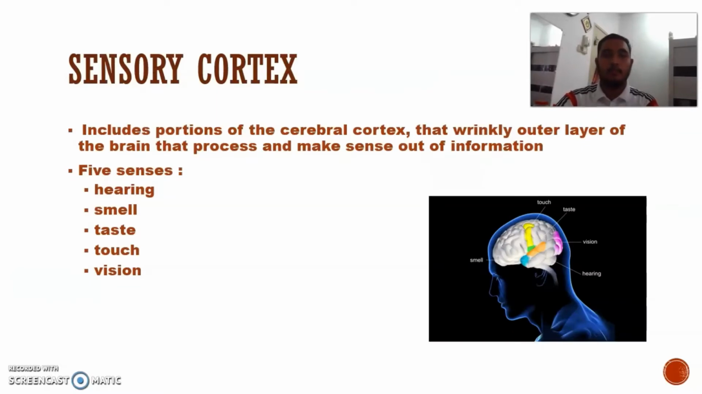Okay, next, the sensory cortex. The sensory cortex includes portions of the cerebral cortex, that really outer layer of the brain, that process and make sense of information. As we know, the sensory cortex has five senses, which are hearing, smell, taste, touch, and vision. And also, you can see in the picture I give to you where the positions of these five senses are.